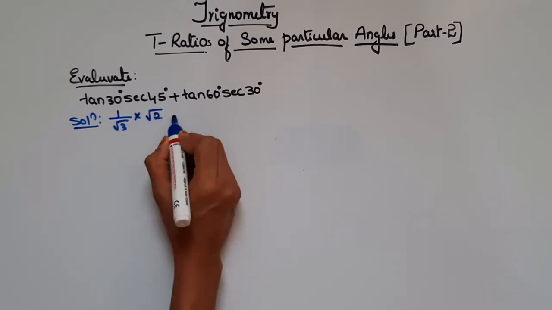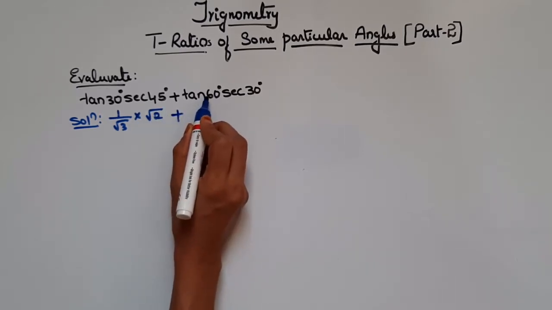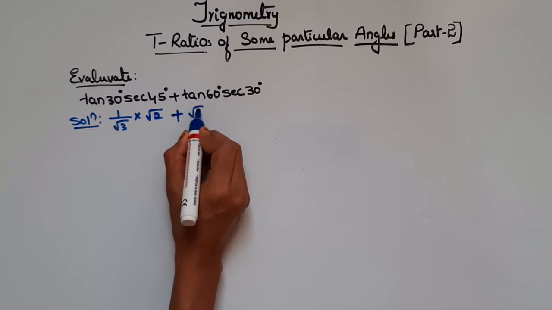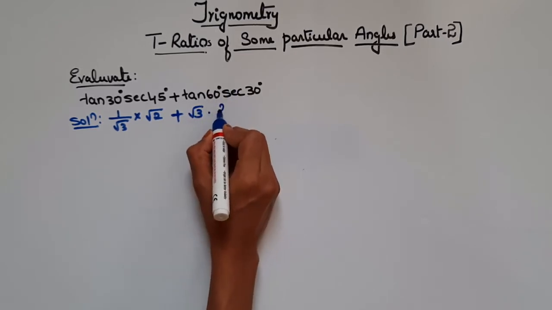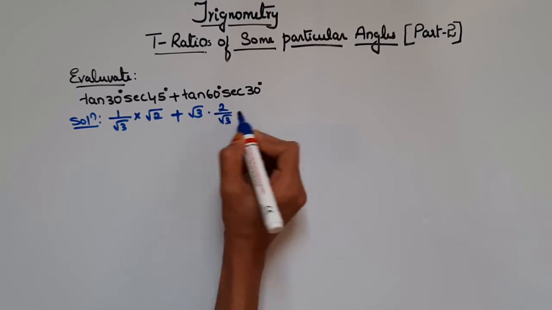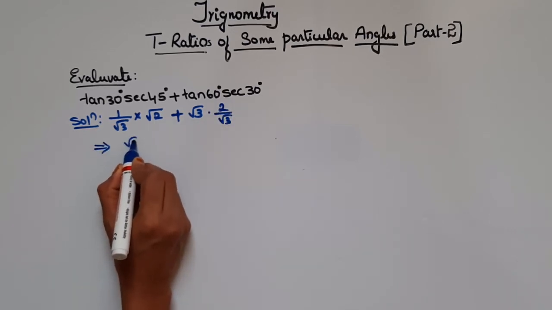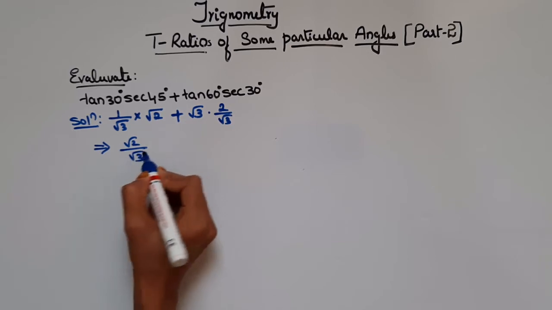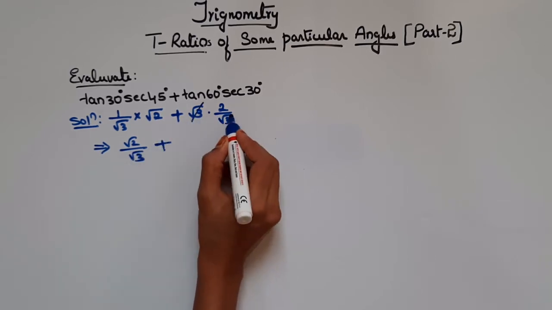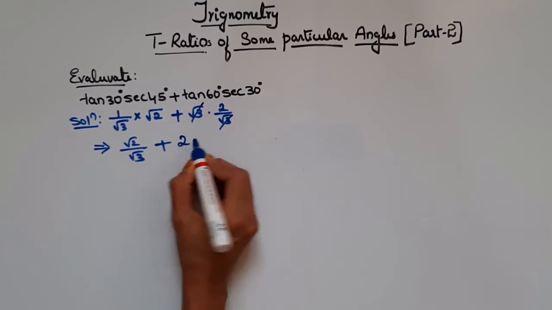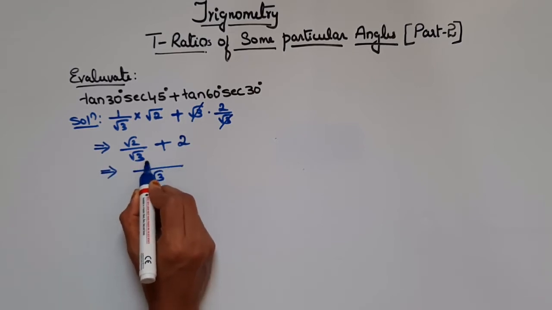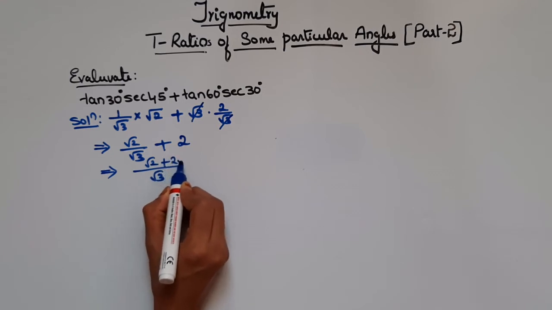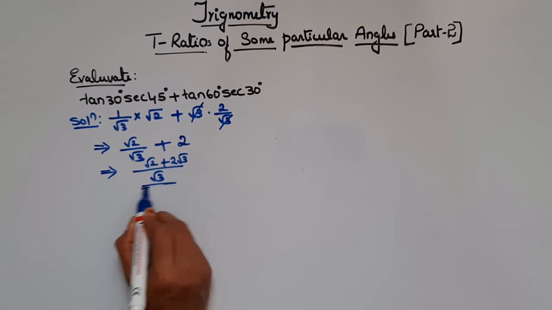Root 2, plus tan 60 is root 3 into secant 30 is 2 by root 3, which implies root 2 by root 3 plus root 3 and root 3 will get cancelled. We are left with, so now by taking LCM, we have root 2 plus 2 root 3, right?